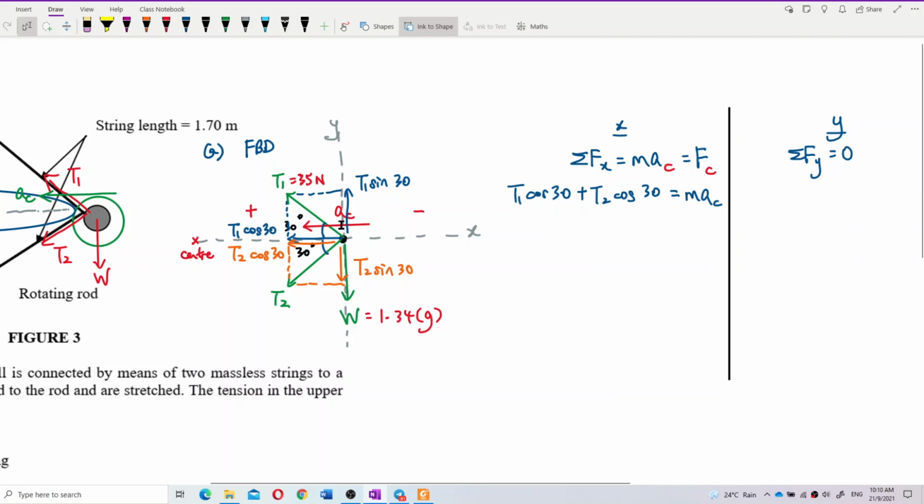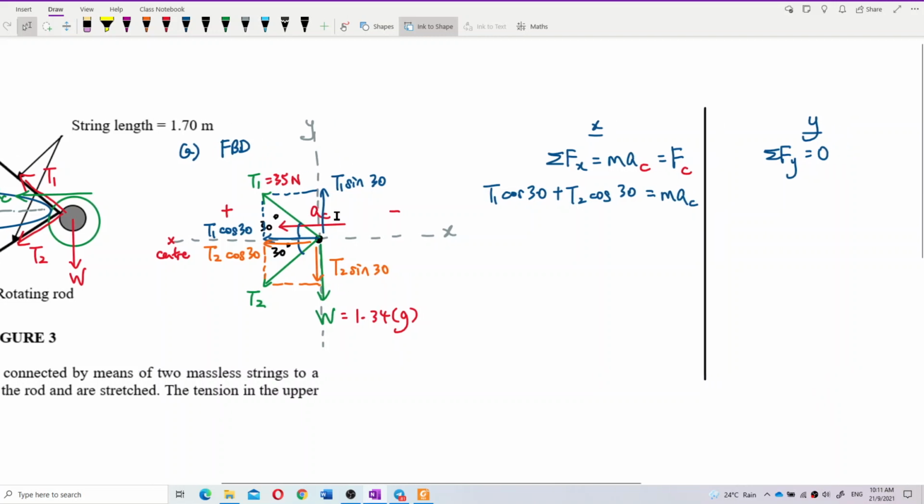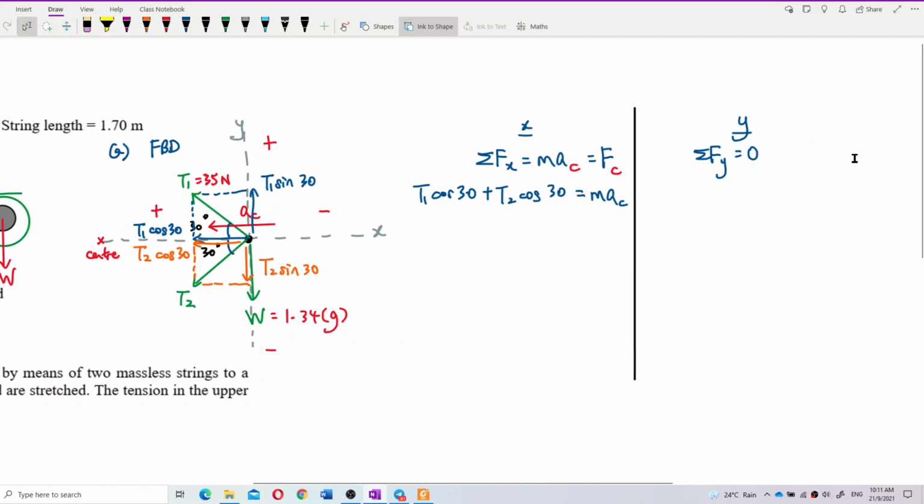And how about the y component? In the y component, there's no acceleration, right? No acceleration, so we just put going up positive, going down negative. Later on, they will cancel each other and become 0. No acceleration to compare. So T1 sine 30 is positive.